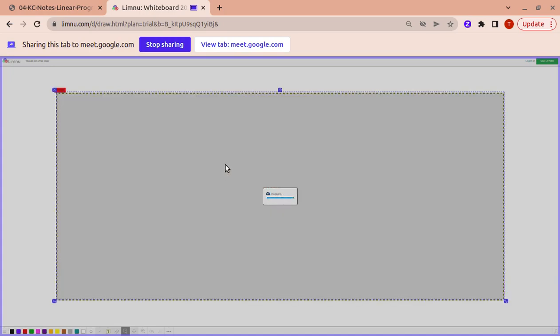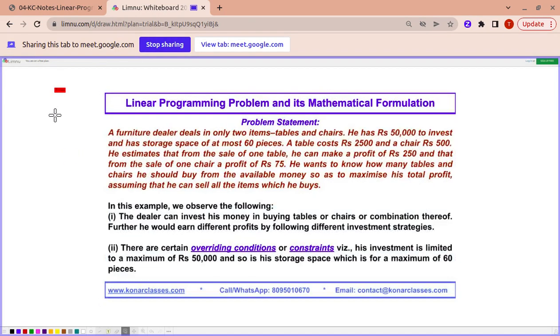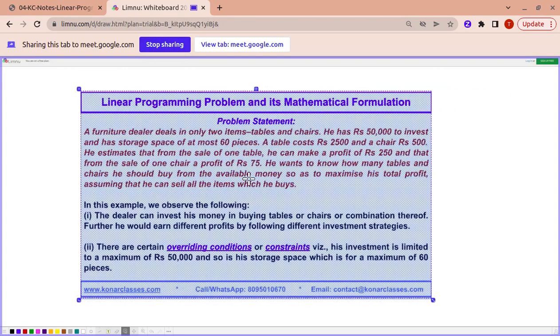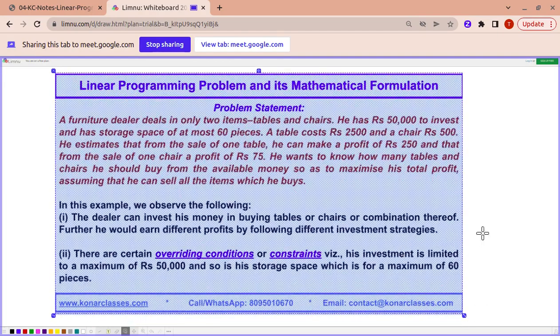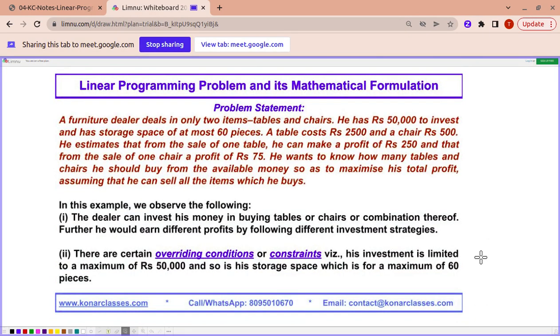So, the problem statement, let me mention once more, because it is important that you also note down this problem, and because the discussion based on this problem statement will be more meaningful. I am not reading that problem statement again, because I have already read it. It is for your reference.